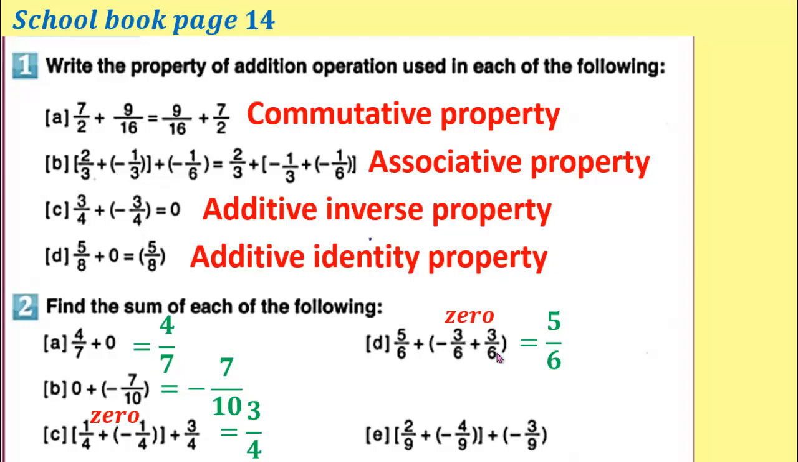Let's go now for number E. 2 over 9 plus negative 4 over 9. They are grouped together, plus negative 3 over 9. Here I will have negative 2 over 9 plus negative 3 over 9. And remember, whenever I see brackets in mathematics, I go first and find the result of it before doing the other operations. So negative 2 over 9 plus negative 3 over 9 is equal to negative 5 over 9.